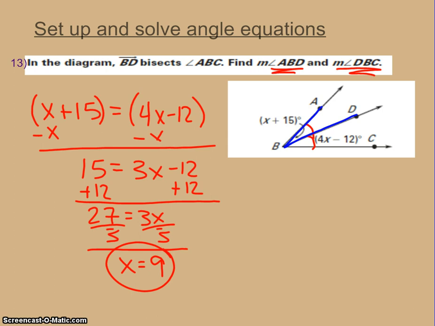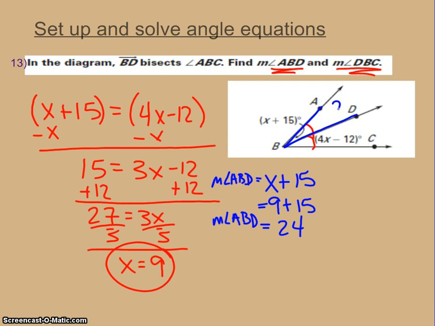ABD is this part right here. So we know the measure of angle ABD equals x plus 15. So we take our x, which is 9, we plug it in, and we get 24. So the measure of angle ABD is 24. Now if ABD is 24, then since it's a bisector, we know that this other part is also 24. So we also know the measure of angle DBC is equal to 24. We don't even need to do any more math with that part.